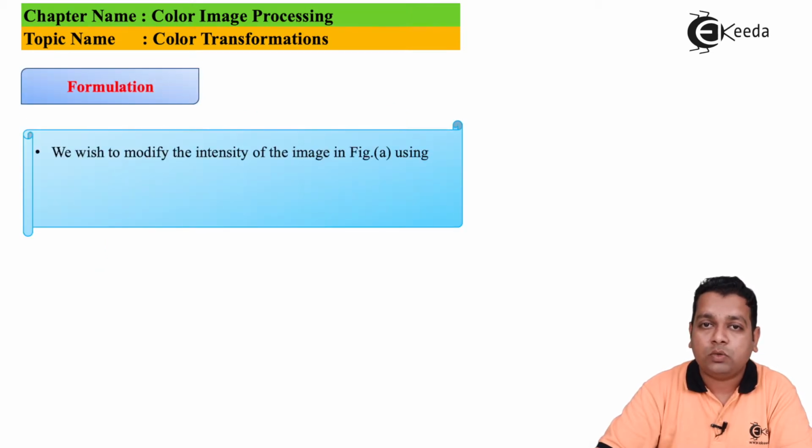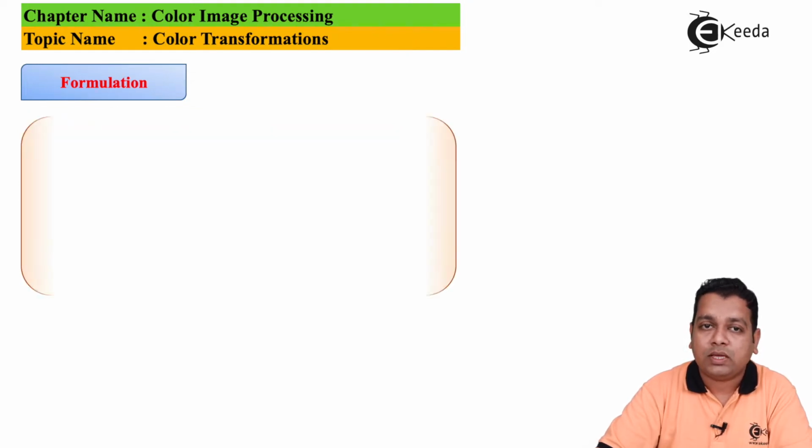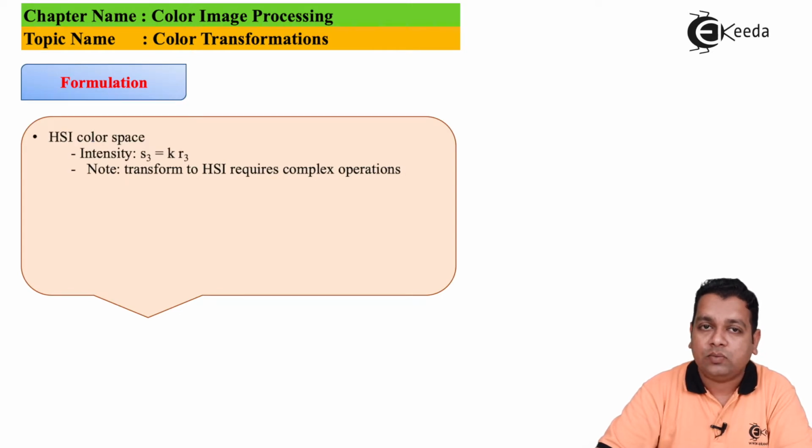So we wish here to modify the intensity of the image in figure A, the true color image we have shown on the right hand side. Using the equation g(x,y) = k f(x,y), where k ranges between 0 and 1, that is 0 < k < 1. In the HSI color space, the intensity is represented as s3 = k times r3.